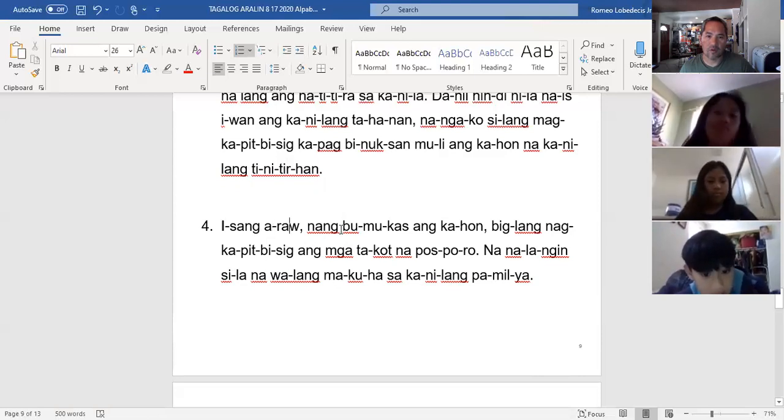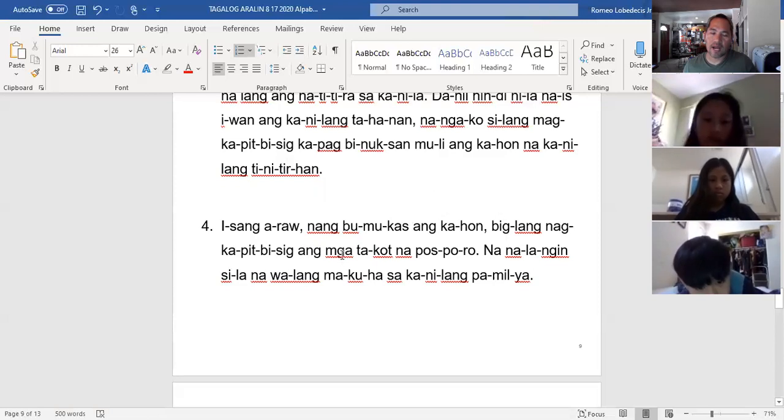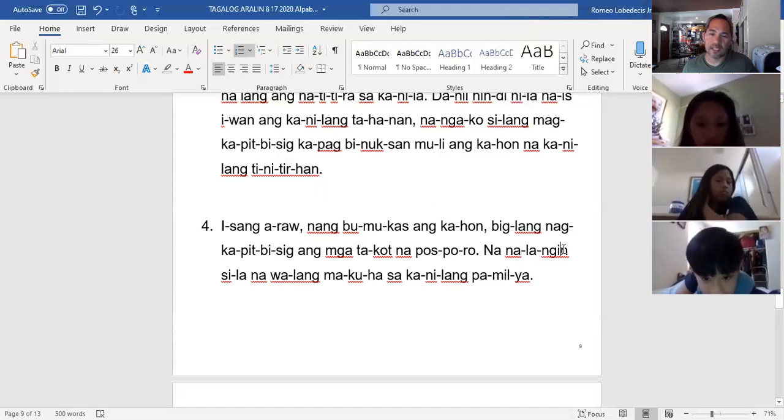Isang araw nang bumukas ang kahon, biglang nagkapit-bisig ang mga takot na posporo na nananalangin sila na walang makuha sa kanilang pamilya. Okay, good job.